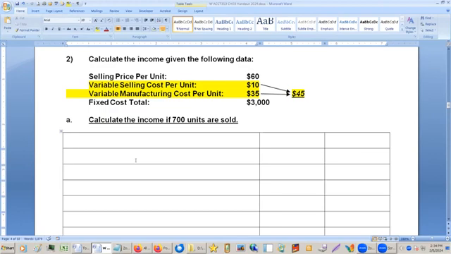I think I'm just going to put it in sales. So 700 units were sold.